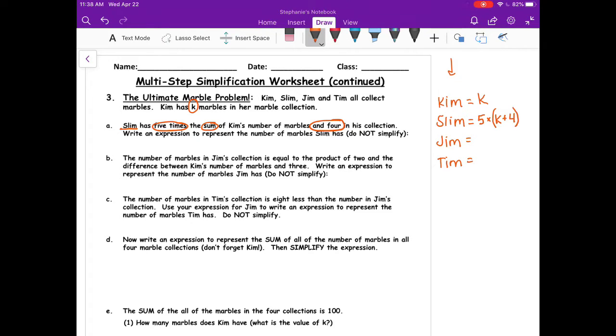That's how many marbles Slim has. Now I'm going to put parentheses around K plus 4 because I'm multiplying each of those by 5 using the distributive property. I'm not going to simplify it because that's what the problem tells me. Now let's look at B together.